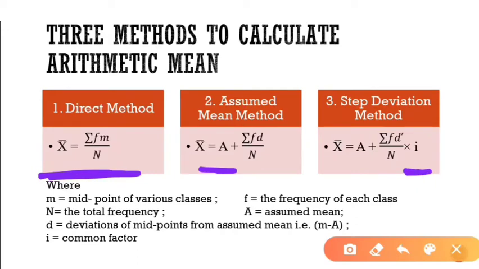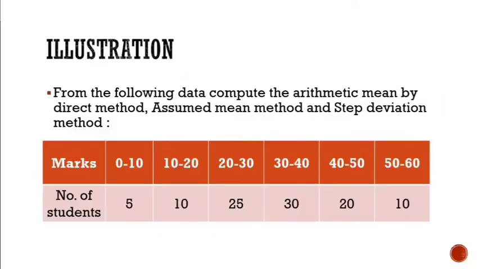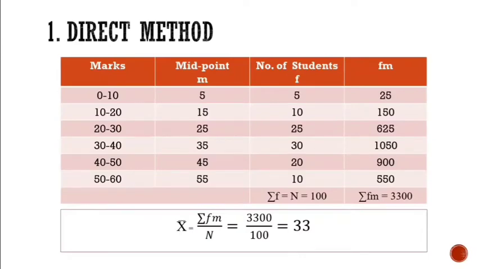Now we'll practice these three methods one by one on a similar question. Here we are given an illustration which states: from the following data, compute the arithmetic mean by direct method, assumed mean method, and step deviation method. Here the marks are given to us in intervals as 0 to 10, 10 to 20 and so on, and the number of students, as the frequency of these marks, is 5, 10, 25 and so on. So we'll begin with the direct method first to solve for the arithmetic mean of that data.